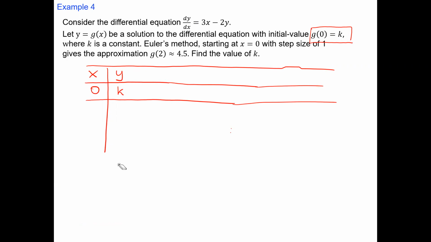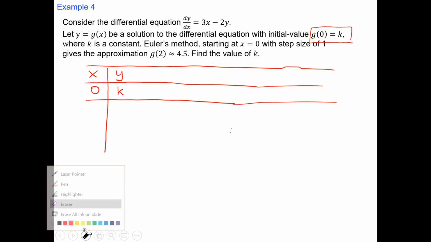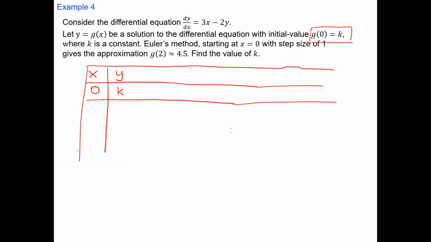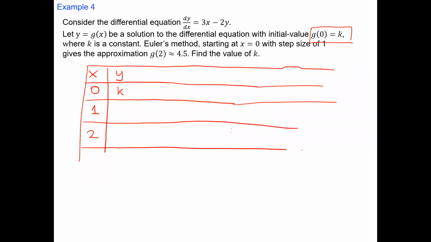Okay, a little bit more. Okay. And we will go, step size is 1. That's we will go x1 and actually x2, because we will stop at 2. We have to figure out what k is, and we have this value. Okay, that means x is 0, k will be the y value, the corresponding y value.